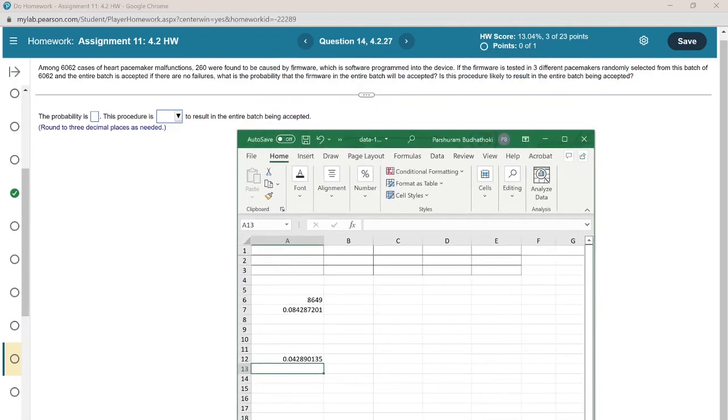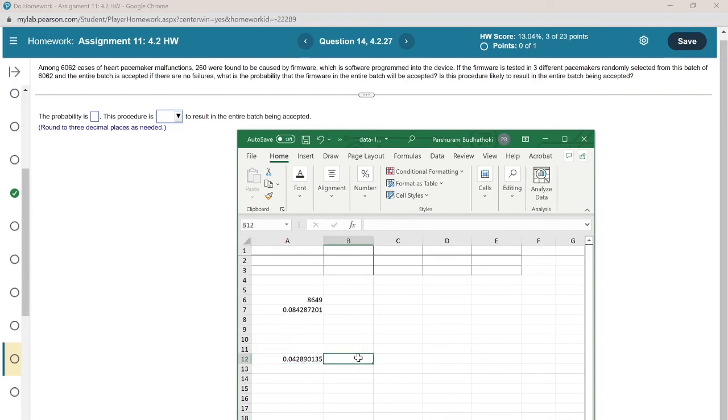firmware, which is software programming. Okay, so the firmware is tested: 3 different pacemakers are randomly selected from this batch of 6,062, and then the entire batch is accepted if there is no failure. So this is the probability of finding the firmware failure if you select one pacemaker, because it's 260 divided by 6,062.